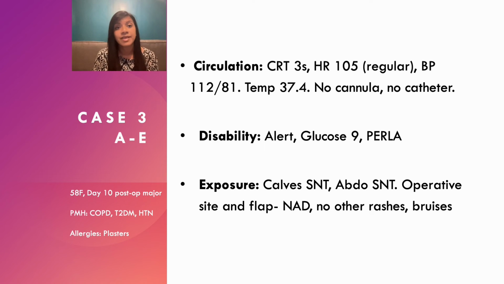And then moving on to the rest of the A to E assessment, capillary refill time is normal at 3 seconds. Her heart rate is raised at 105, but it's regular, and her blood pressure is 112 over 81. Temperature is 37.4 and is normal. She's not cannulated, she doesn't have a catheter in. She is alert, that ABG comes back and you can see she's got a glucose of 9 and her pupils are equal and reactive. You have a look everywhere else, so her calves are all soft, non-tender, no swellings, her abdomen soft and non-tender. The operative site and the flap and everything is all fine, there's nothing else to see.